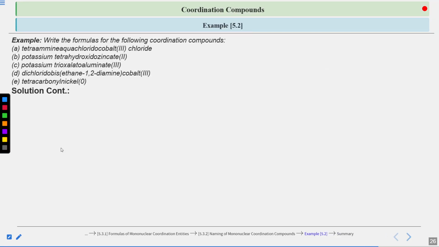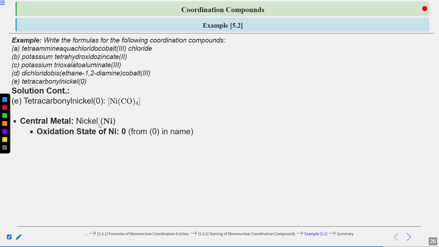Now let's solve the E part, that is tetracarbonylnickel(0), that is Ni(CO)4. Again the same thing, you have to identify the central metal. Here it is nickel. The oxidation state of nickel is 0, already given in the name. The ligand within the square bracket is tetracarbonyl, that is CO, carbonyl, having 4 molecules of carbonyl present as ligands in this compound. And each ligand is neutral.